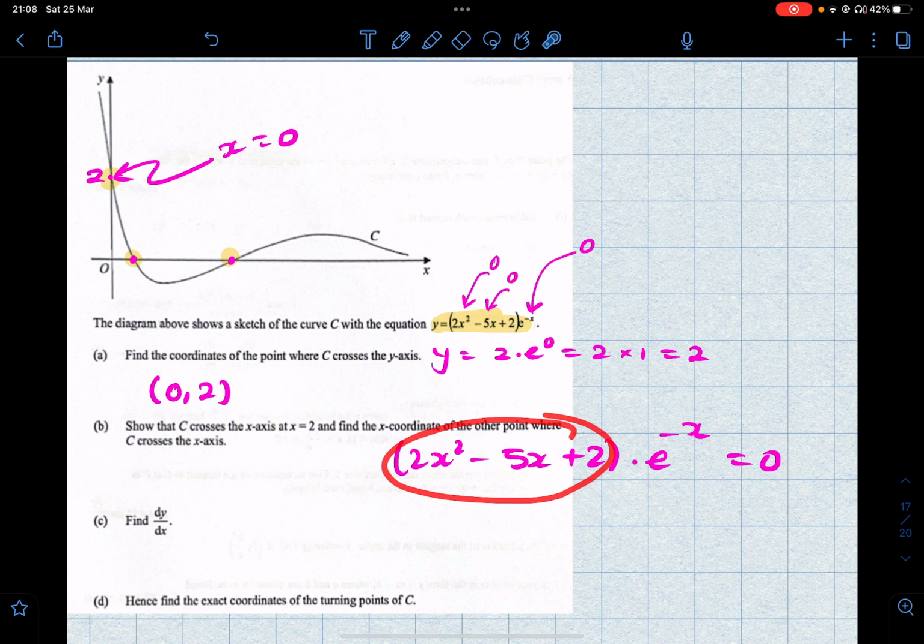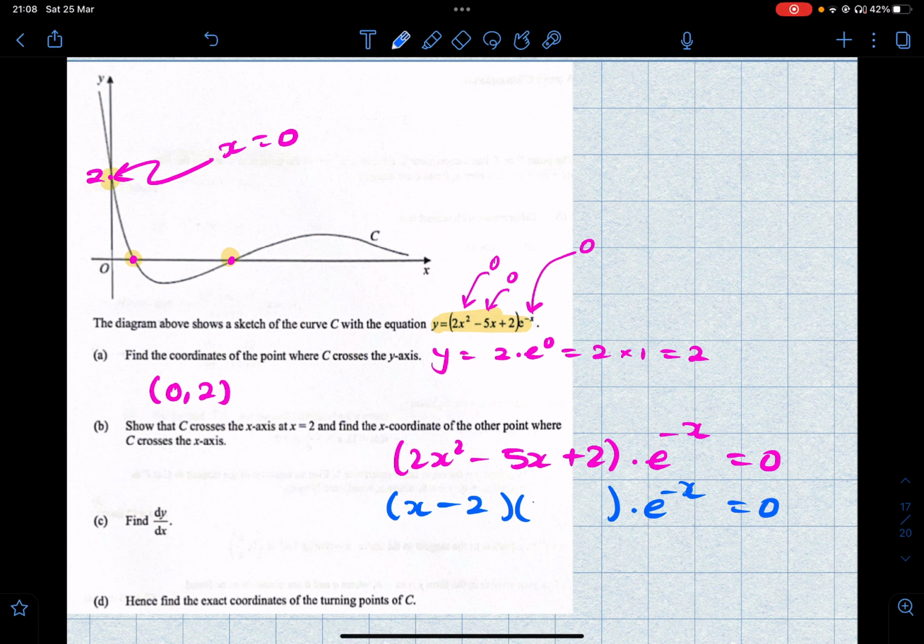Is it possible to factorize this? It would be really helpful if we could, and because they're telling us x equals 2, it's pretty clear that we can factorize it. So it's almost certainly going to be x minus 2 times 2x minus 1. You can check. So x times 2x is 2x squared. Minus 2 times 2x is minus 4x. Minus another x gives you minus 5x. And minus 2 times minus 1 is plus 2.